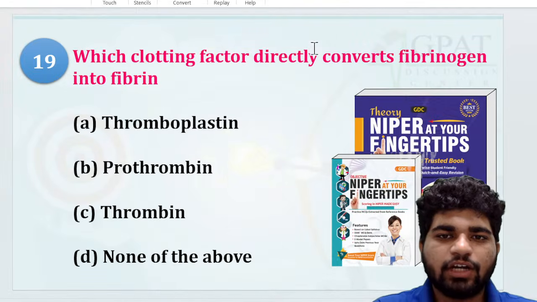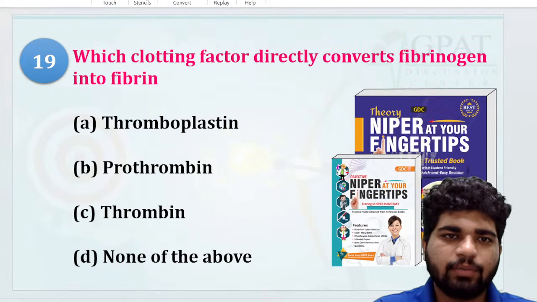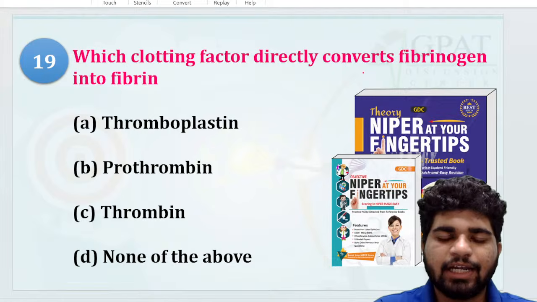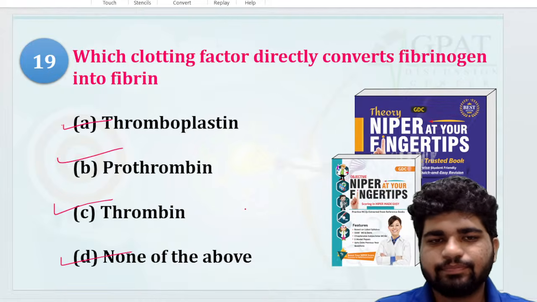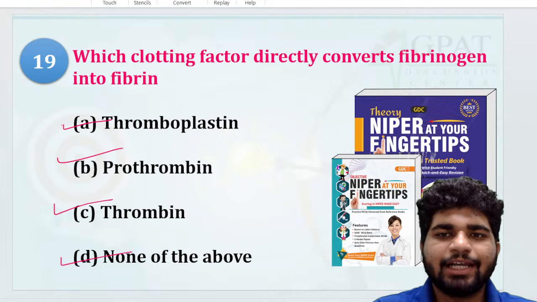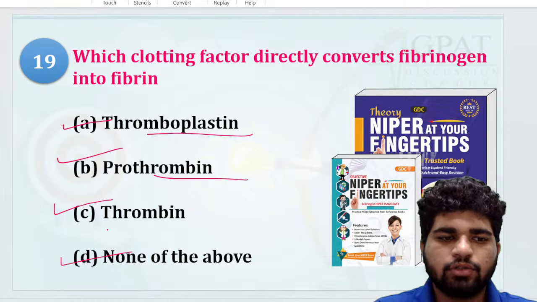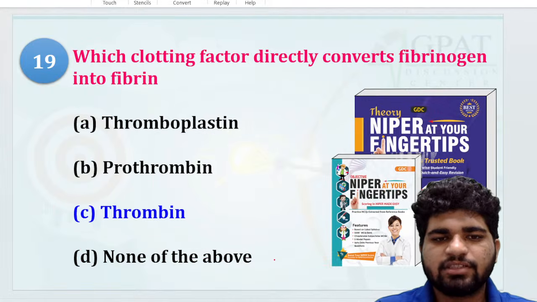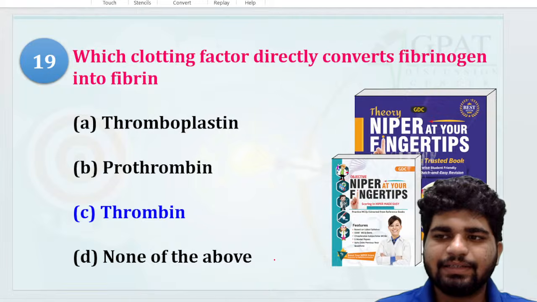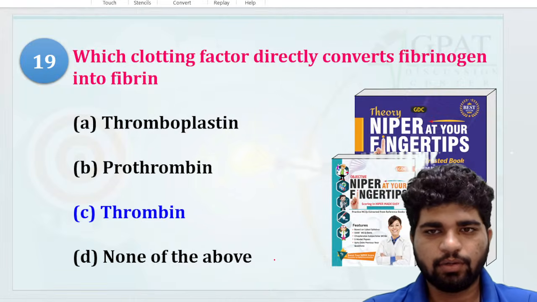Now, which clotting factor directly converts fibrinogen into fibrin? Thromboplastin, prothrombin, thrombin, or none of the above? What's that, guys? Which clotting factor directly converts fibrinogen into fibrin? Yeah, this is nothing but your thrombin only, right? This is nothing but your thrombin only over here.